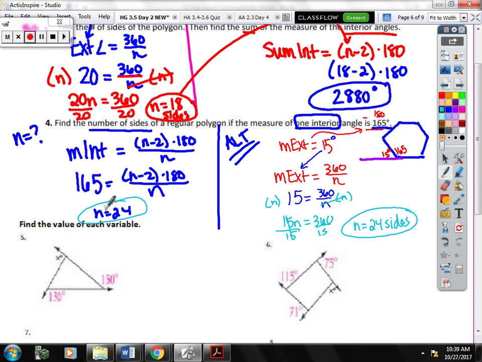I don't care which one you do. Most students will pick the left one because they take it quite literally, the measure of the interior, and we use that formula, which is fine. But you would have had to multiply by n, distribute, subtract, and divide, multiple steps.